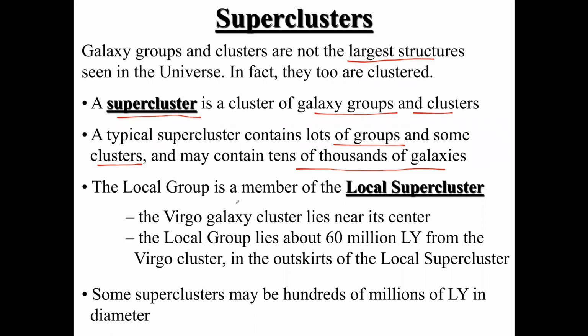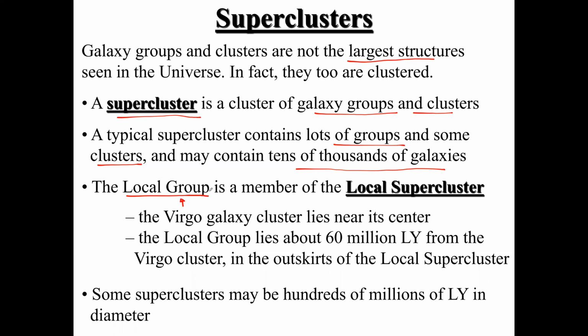So the idea is that you will have groups and clusters inside the supercluster. Inside each group or each cluster, they may have tens of galaxies, or maybe thousands of galaxies if it is a rich galaxy cluster. And now our local group, which we belong to, remember that we have the Milky Way and Andromeda galaxy and some other around 40 galaxies that we have discovered inside this local group.